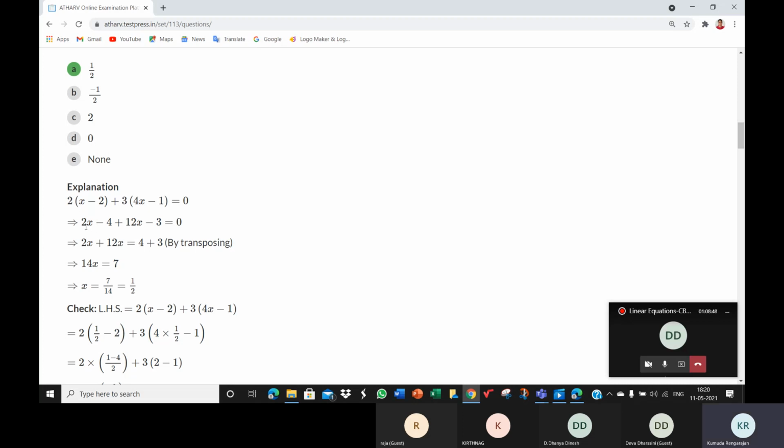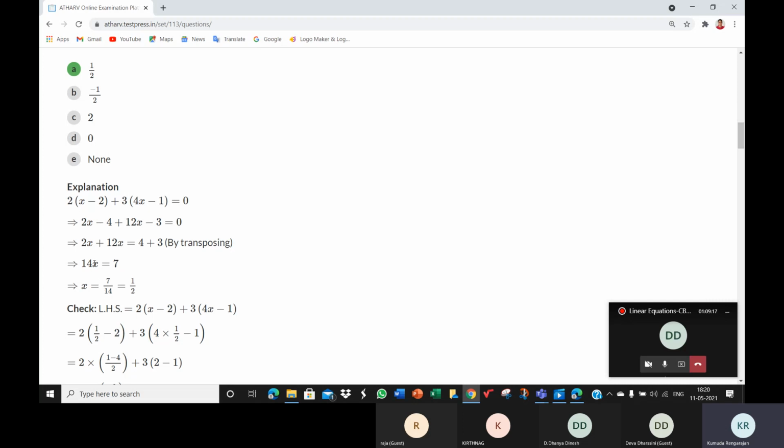All right. Now we need to simplify the like terms. 2x plus 12x is 14x. Here they have transposed. Take minus 4 and minus 3 to the other side. Minus 4 on the other side becomes plus 4. Minus 3 on the other side becomes plus 3. Now 2x plus 12x is 14x. 4 plus 3 is 7. 14x is equal to 7.